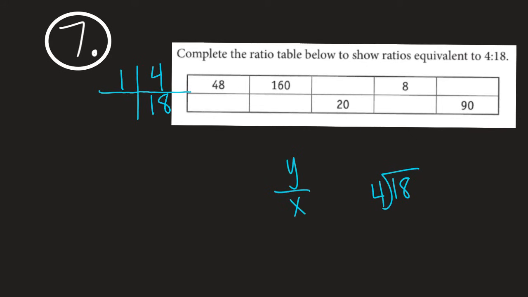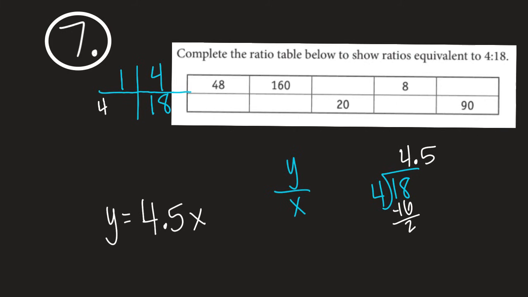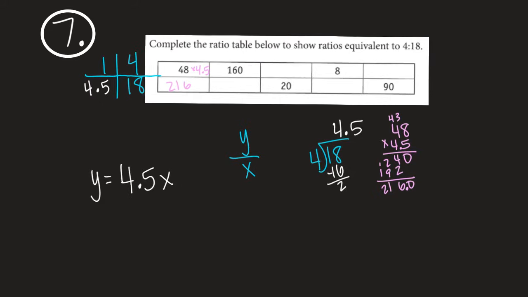18 divided by 4 would give us 4, and then we'd have 2 left over, so 4.5. So the rule is whatever the x is multiplied by 4.5 would give us the y. So 48 times 4.5 would give us 216. So we wrote that in there.